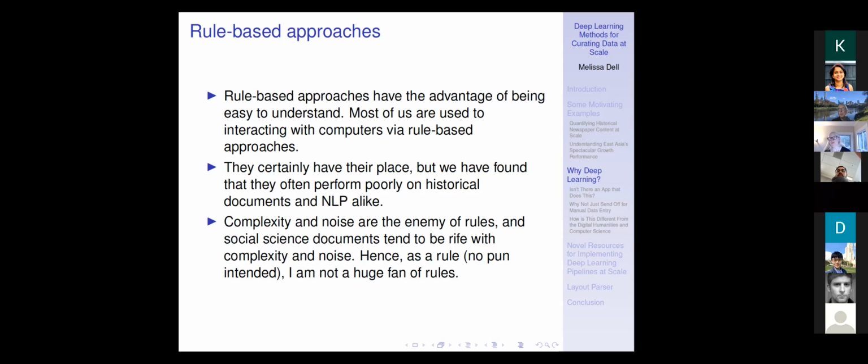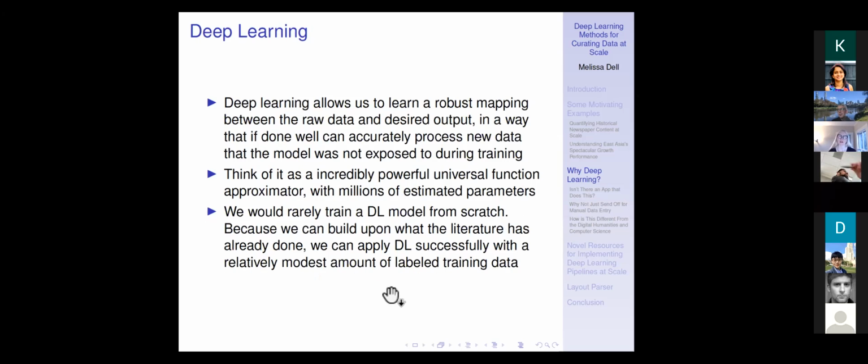And this is consistent with a massive body of literature in computer science that has found that deep learning tends to significantly outperform rule-based approaches on a massive number of benchmark tasks. That's essentially the deep learning literature from the past decade. And so deep learning allows us to learn a robust mapping between the raw data and our desired output in a way that, if done well, can accurately process new data that the model was not exposed to during training. So you can think of it as a really powerful universal function approximator that has millions of estimated parameters.